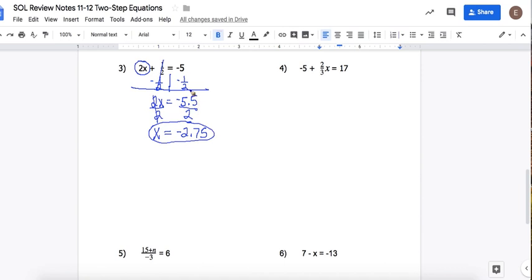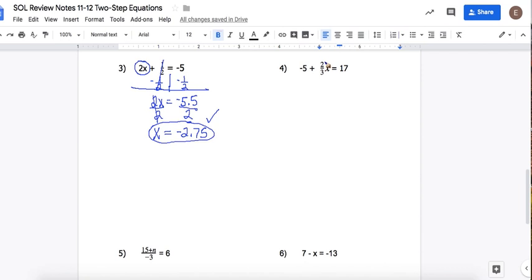Now to check that, I would type it in. A number in front of a letter means multiply. So I would type in 2 times negative 2.75 plus 1 divided by 2, or plus 0.5. And then I would hit equals, and of course I get -5. So it does in fact check. Okay, let's look at number 4.